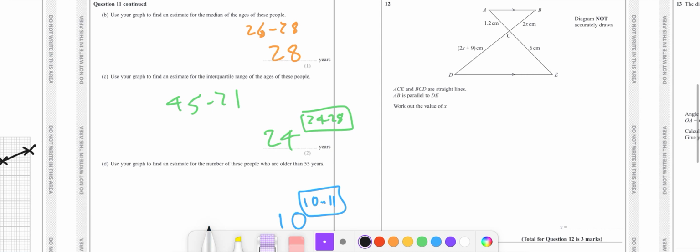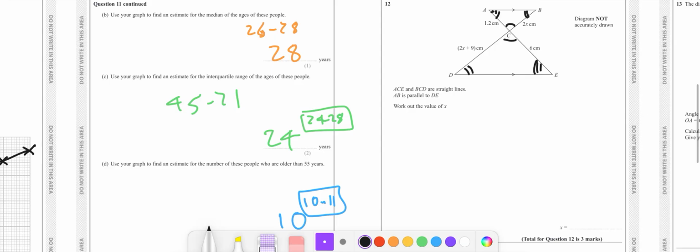Question 12. AC, BCD are straight lines. AB is parallel to DE. Work out the value of x. Okay, so we know here that we've created two triangles that are similar, because this angle is equal to this one, and this one is equal to this one. So we've got similar triangles, which means that one is an enlargement of the other, but it's sort of flipped.